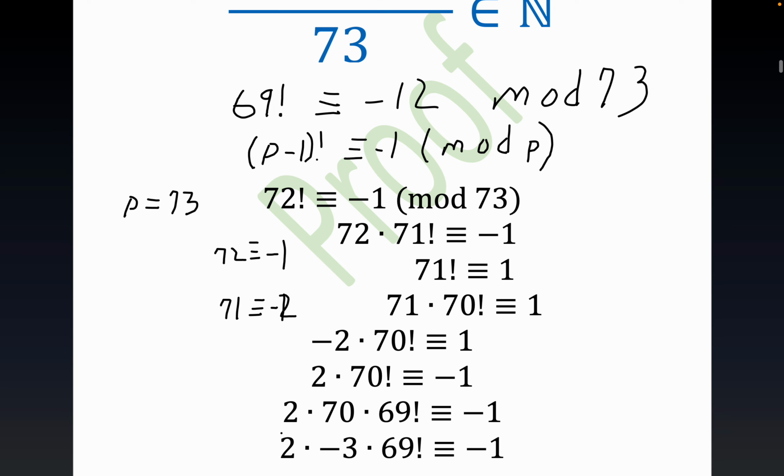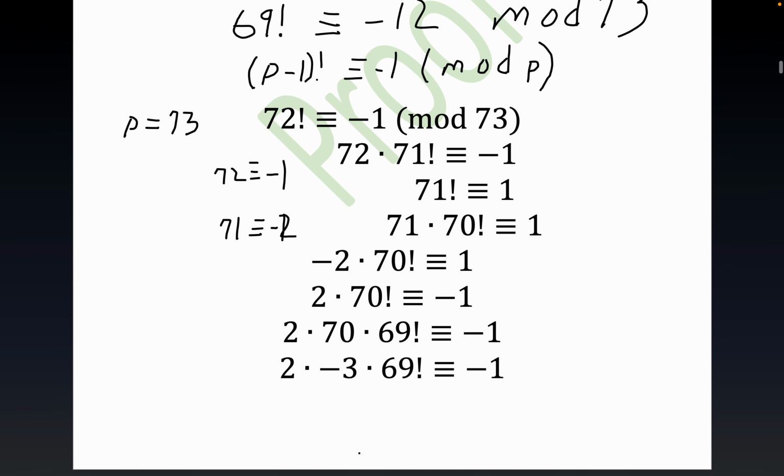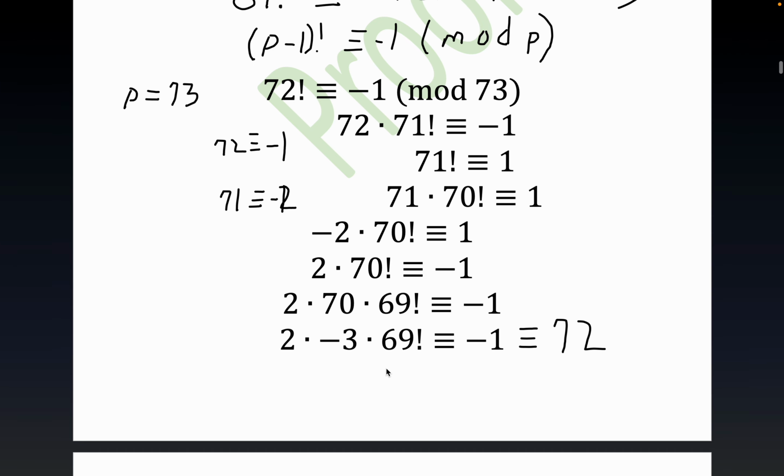We just keep on going here, folks. I'll try to leave out some of the commentary, and you can check out the steps yourself to make sure I haven't made a mistake. Now, what we can do at this point in the problem is note that minus 1 is congruent to 72 again here. And so when you divide through by negative 6, you're going to get 69 factorial.